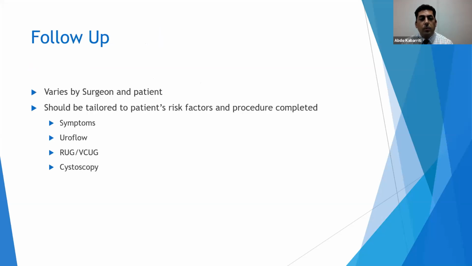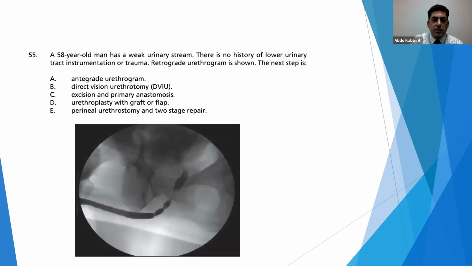In terms of follow-up for these patients, there's really no well-defined protocol. It varies by surgeon and by patient, and it should be tailored to the patient's risk factors as well as the procedure that was completed. And one can follow these patients similar to the way we do the workup with history and physical, looking at their symptoms, a uroflow, a retrograde urethrogram with a BCUG, as well as a cystoscopy.